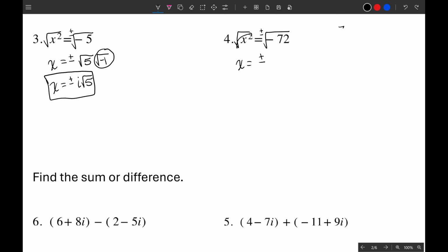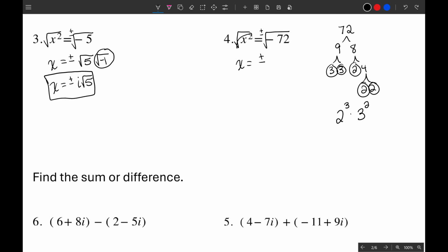But 72, I need to do a factor tree for. So 72 is 9 times 8. 9 is 3 times 3. 8 is 2 times 4. And 4 is 2 times 2. So I have three 2's and two 3's.